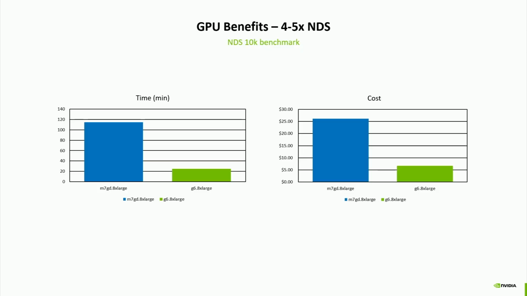So here are the results. The plot on the left shows running time in minutes for the CPU and GPU clusters in blue and green, blue for CPU, green for GPU, respectively. And the plot on the right shows the respective compute costs. We see that the GPU cluster was about 4.5 times faster than the CPU cluster and about a quarter of the cost, as measured by the EC2 instance cost per hour multiplied by the running time. The cost savings comes from the much shorter running time, despite somewhat higher per hour cost for the GPU cluster.